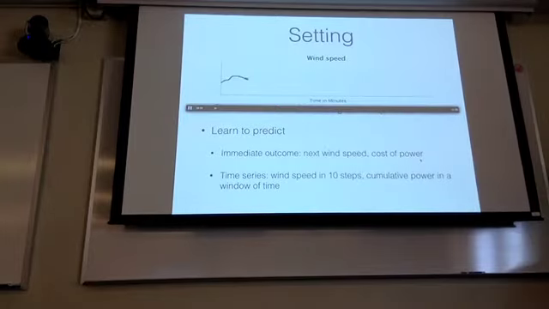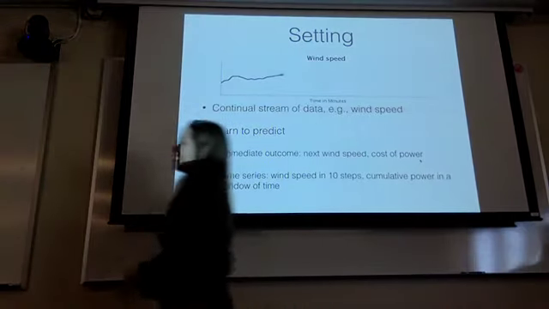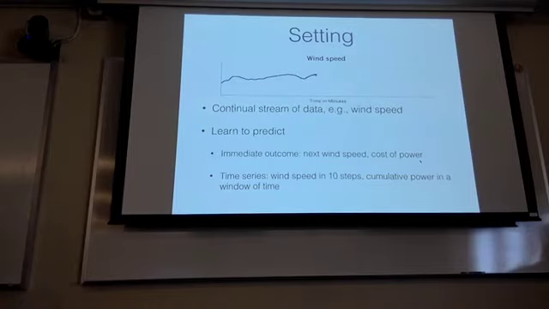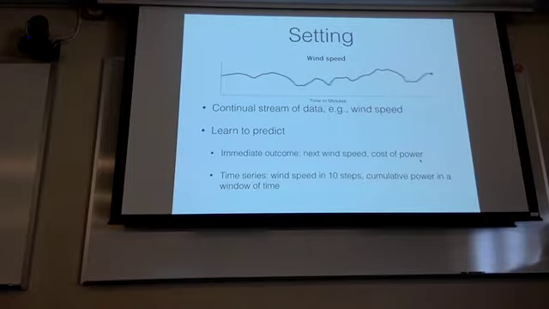There we go. So the setting I'm typically looking at is the setting where we have this constant stream of data, and you'd like to make predictions about that data. So here, for example, I've just plotted something like wind speed. You can imagine the setting where you don't just have one scalar series of data, you get a constant stream of lots of different information.